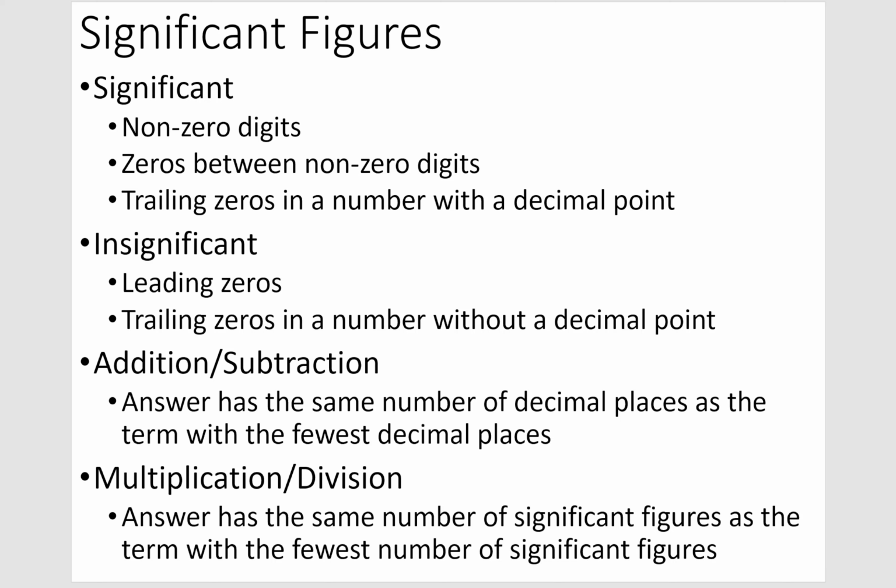Okay, so what is a significant digit? Well, it's any non-zero digit. So again, any non-zero digit is obviously significant. Any zeros in between non-zero digits would also be significant. Any trailing zeros when there's a decimal point is significant.